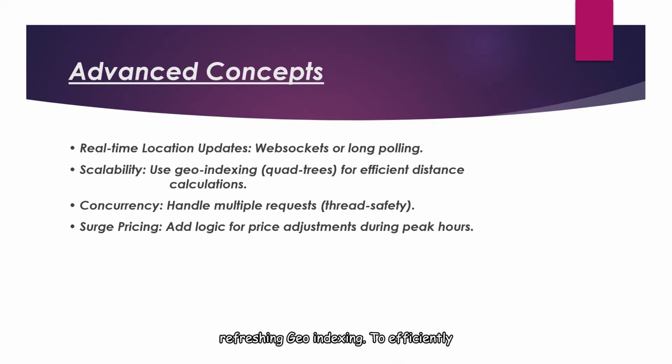Geo-indexing. To efficiently find nearby drivers, we can use geo-indexing methods like quad trees or KD trees that allow fast searching based on geographic location. Concurrency. Given that the system may handle thousands of riders and drivers simultaneously, concurrency management is crucial. We need to ensure that operations like ride matching or status updates are thread safe.